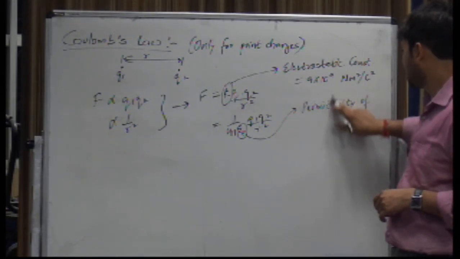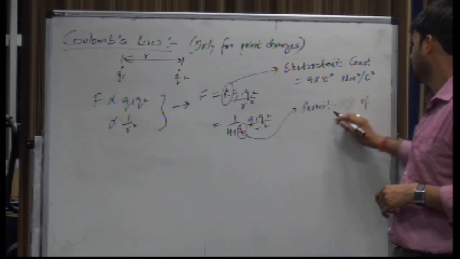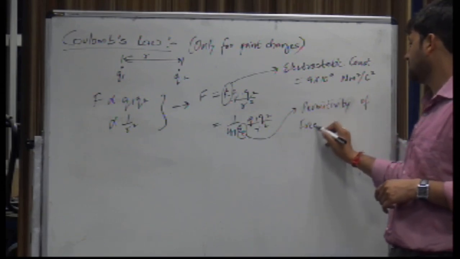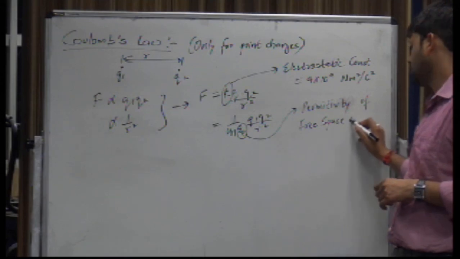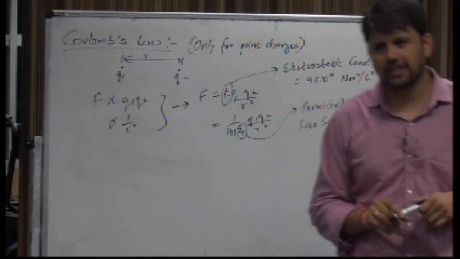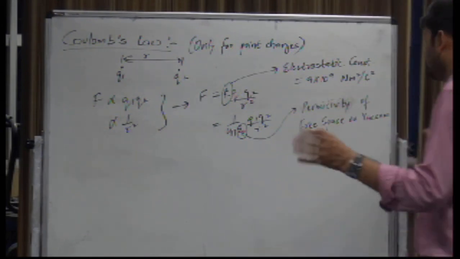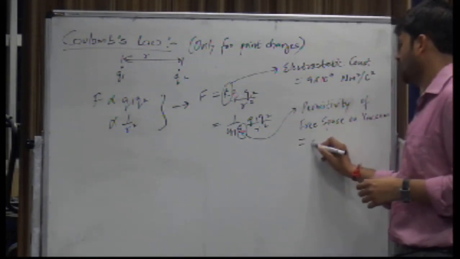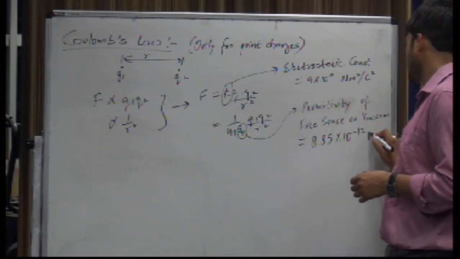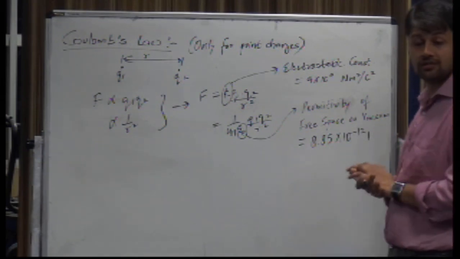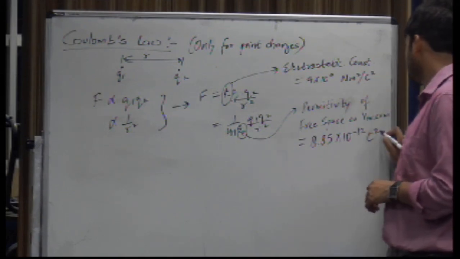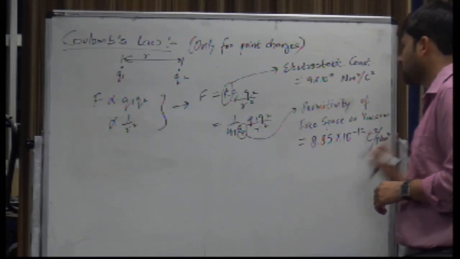Epsilon naught, of free space or vacuum. Not air exactly, it's just that air has almost the same value, so we treat it in a similar way. The value for it would be 8.85 × 10^-12, and the units are exactly the inverse of these: Coulomb square per Newton meter square.